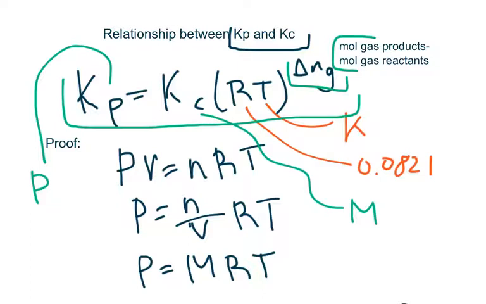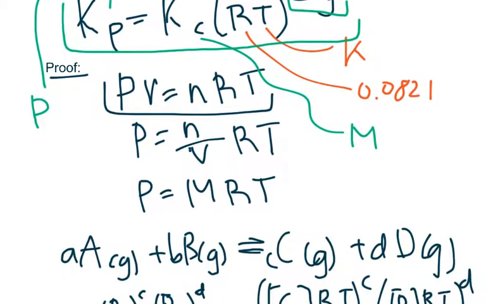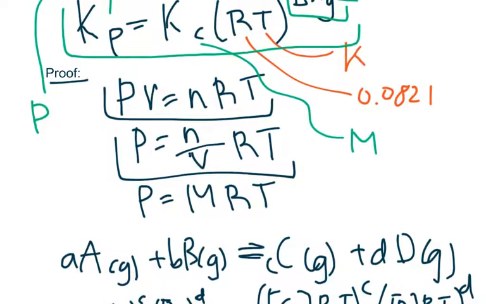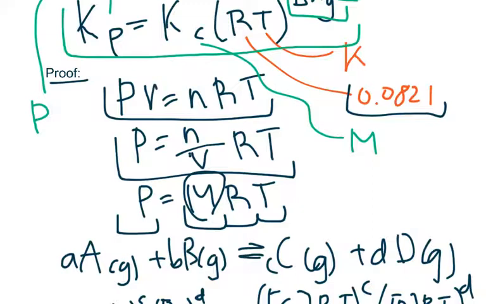To first prove this, we need to use the ideal gas law, PV equals nRT. We can move things around and divide both sides by V to get P is equal to n over V times RT. Now we know that moles over volume is equal to molarity, so substitute n over V with M, and we get that pressure is equal to molarity times R times T. And remember that R is 0.0821, and our T will be in Kelvin.